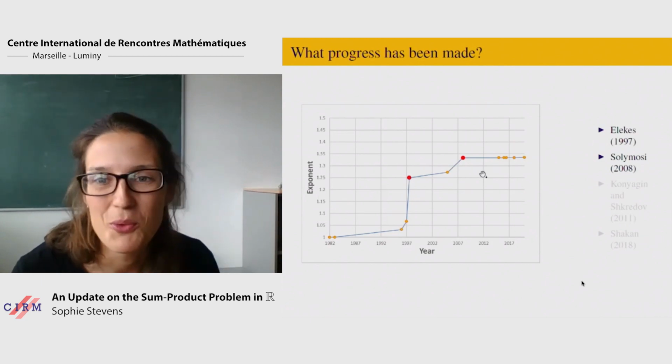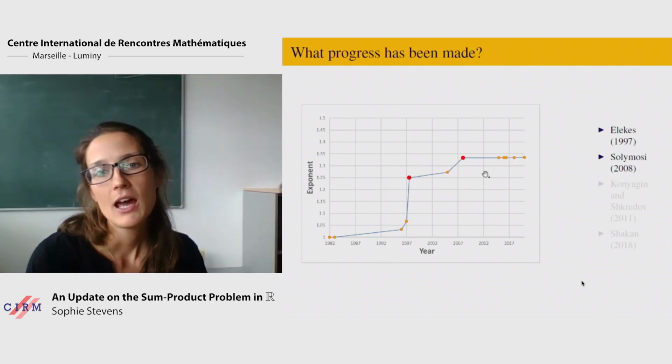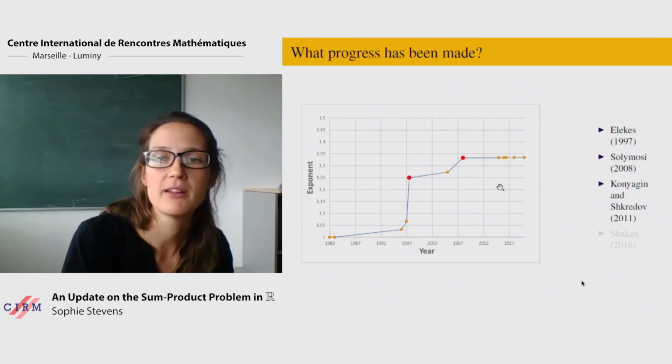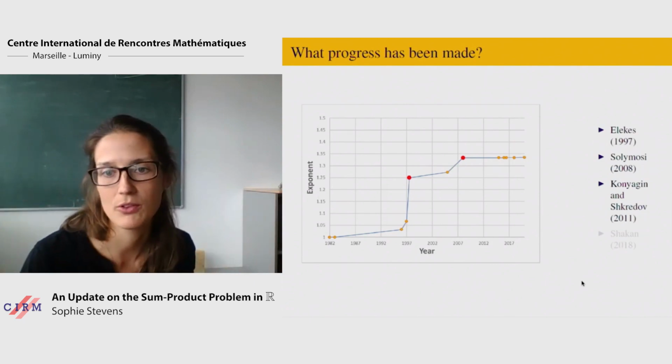So let me say that in a few more words. After Shkredov's 4/3 exponent came an argument of Konyagin and Shkredov, and they got 4/3 plus c, where their c was maybe 1/10,000.